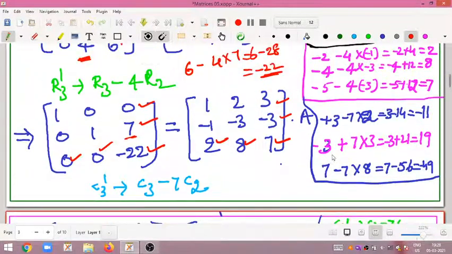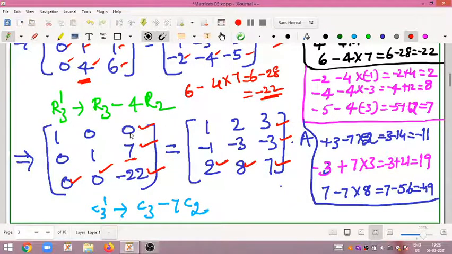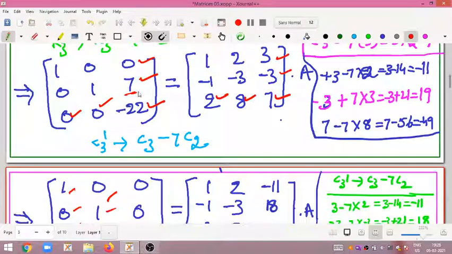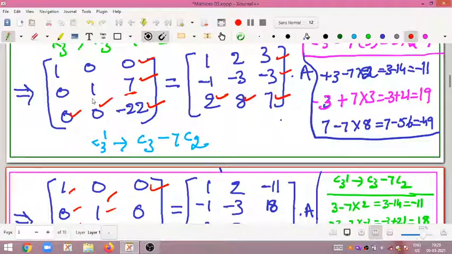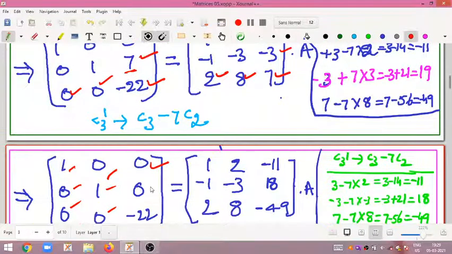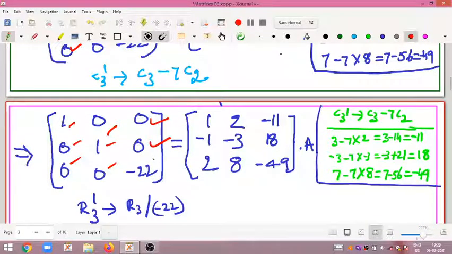First, C3 element is what? Not 3, here 0 is there. 0 minus 7 into C2 0. 0 minus 0, 0, I wrote here. Again 7 minus 7 into 1, 7, 0, I wrote here. Again C3 value minus 22. Minus 7 into 0, minus 20 will come. Minus 22 will come. This operation I wrote.